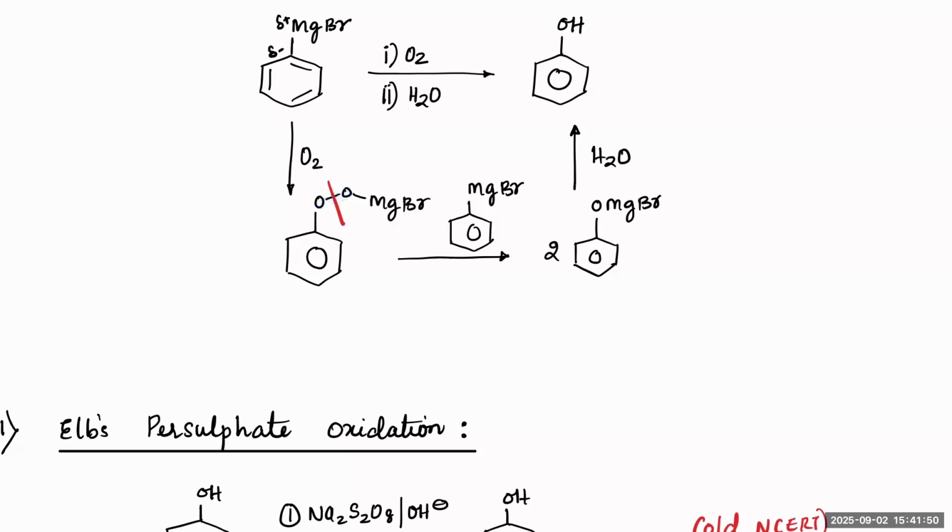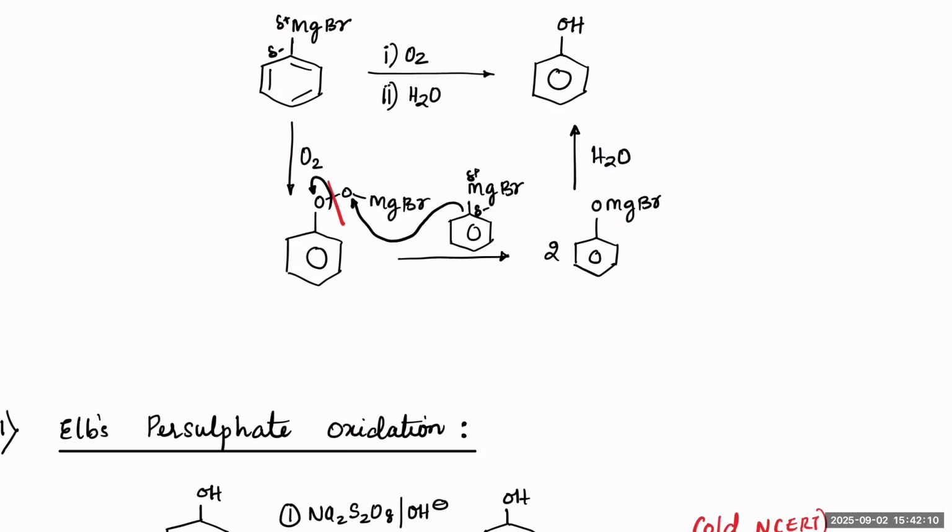So if I take the second mole of this one, where you have delta minus here and delta plus here, from here it will attack on this oxygen, break the bond onto this side. Okay? And that's how you'll get 2 moles of phenoxide ions now. 2 moles of phenoxide ions. That on hydrolysis will give you phenol.